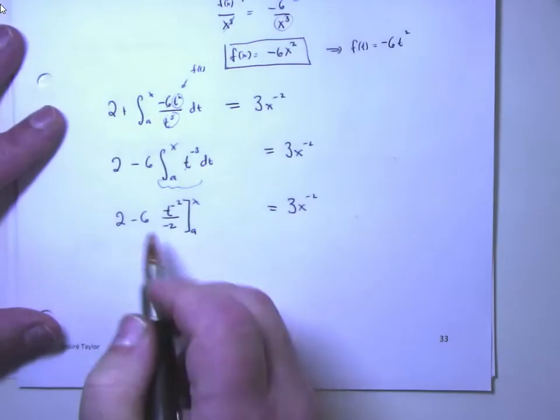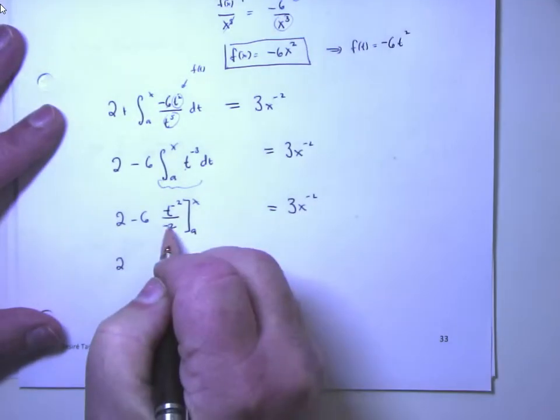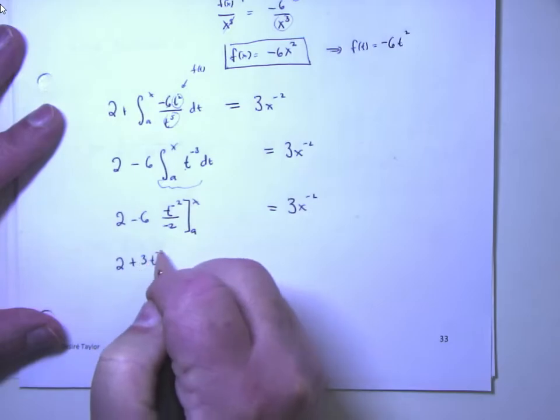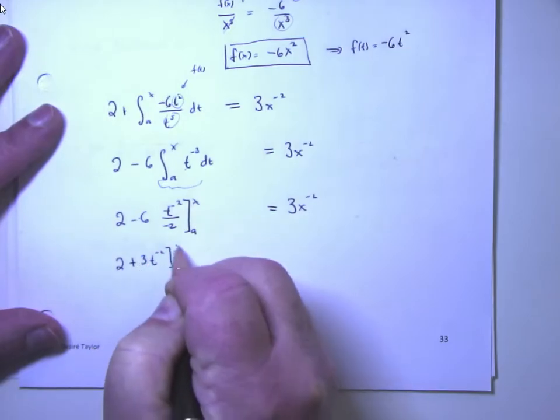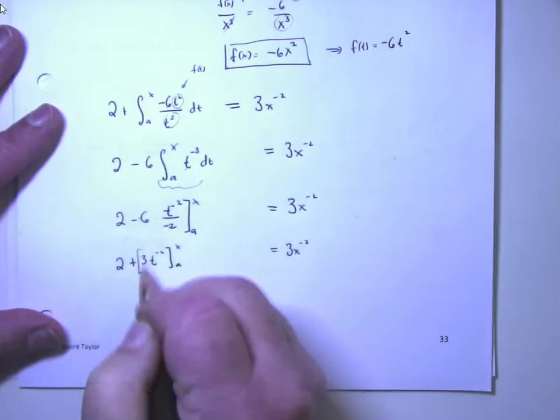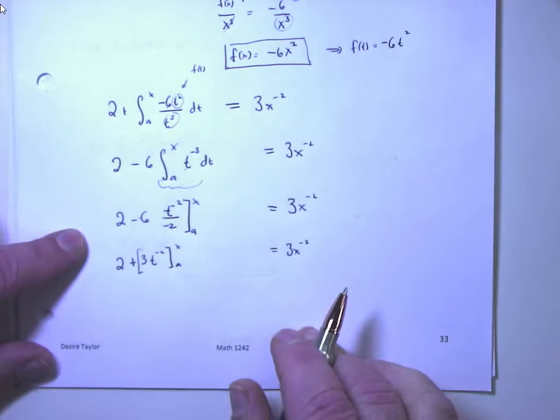I'm going to clean this guy up. This will be 2. Negative 2 goes into a negative 6 plus 3 times t to the negative 2, evaluated from a to x. And remember, that's still equal to 3x to negative 2. Now, this is the part that you're just plugging into. That 2 is just plain old out front.